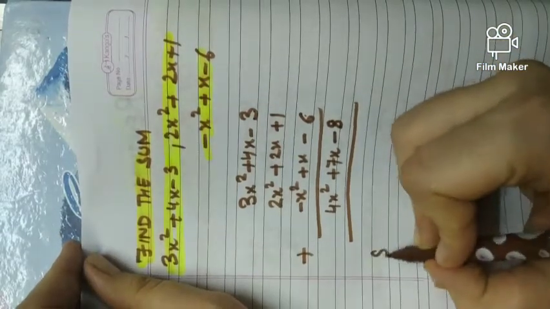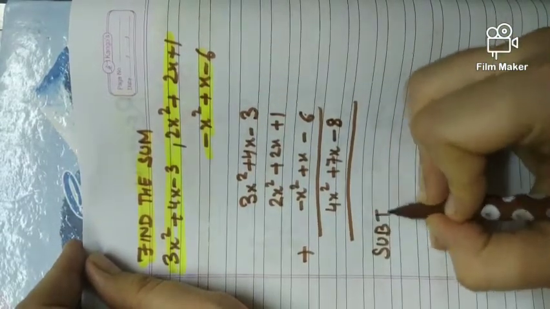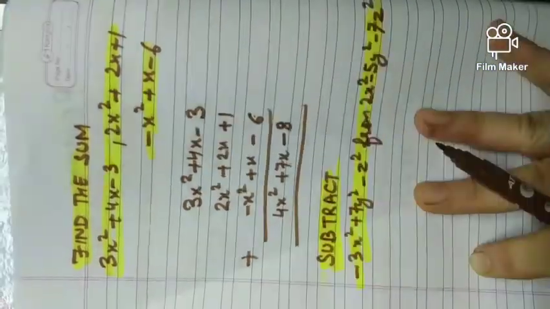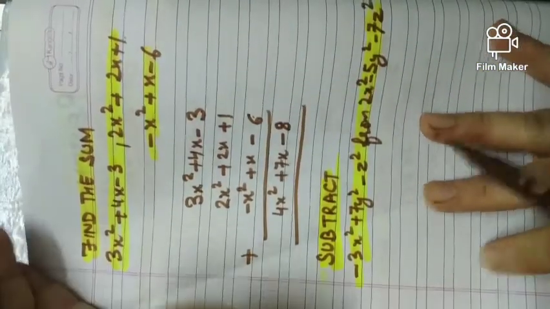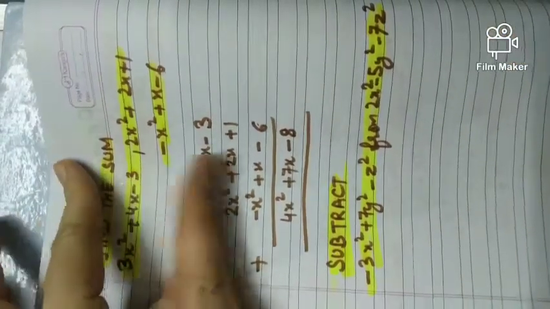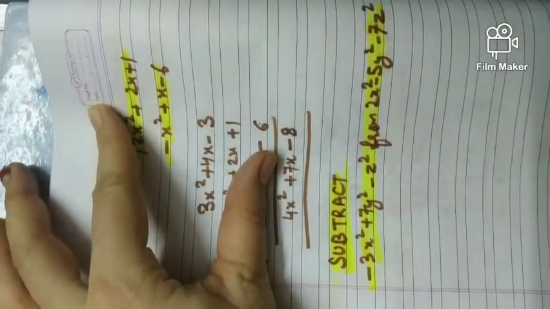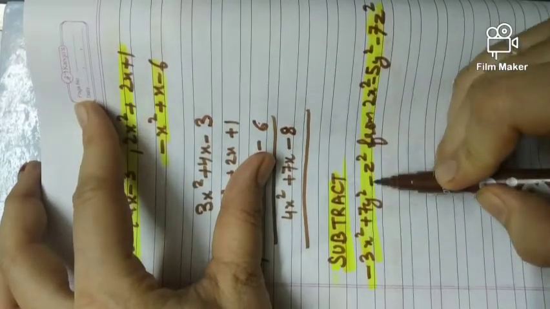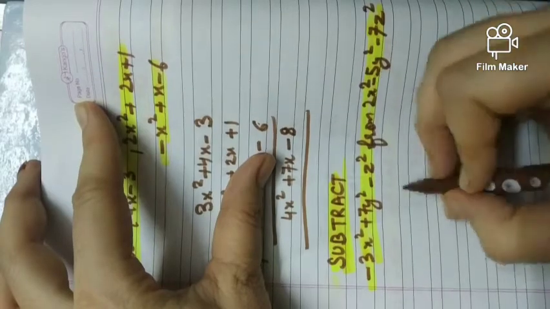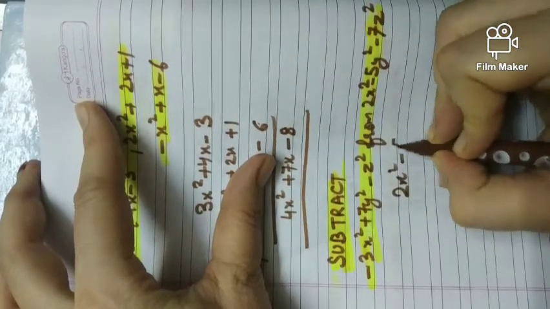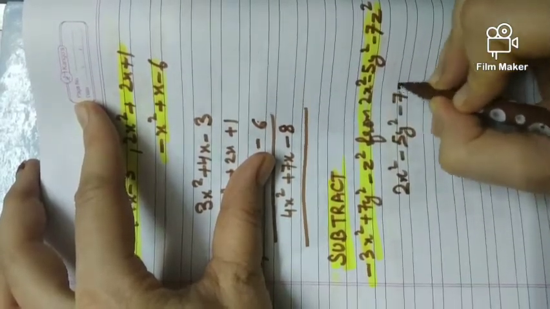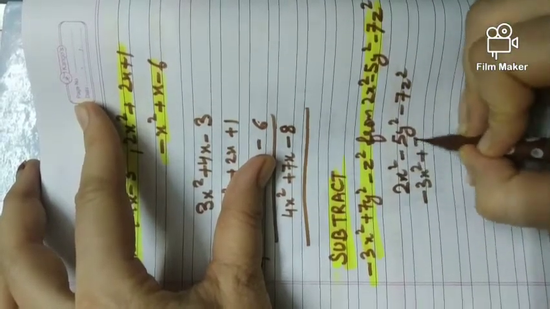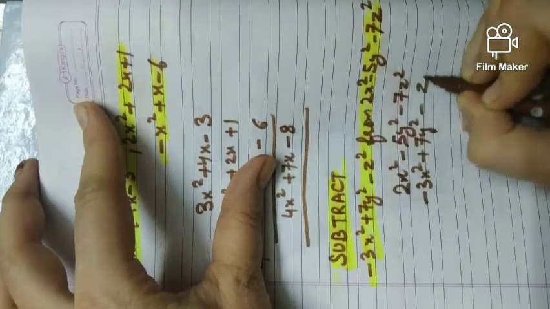Now here comes the turn of subtraction. How to subtract the algebraic expressions. Yes children, next question is: subtract this expression from this. From means this will come up: 2x square minus 5y square minus 7z square. Then write this one: minus 3x square plus 7y square minus z square.